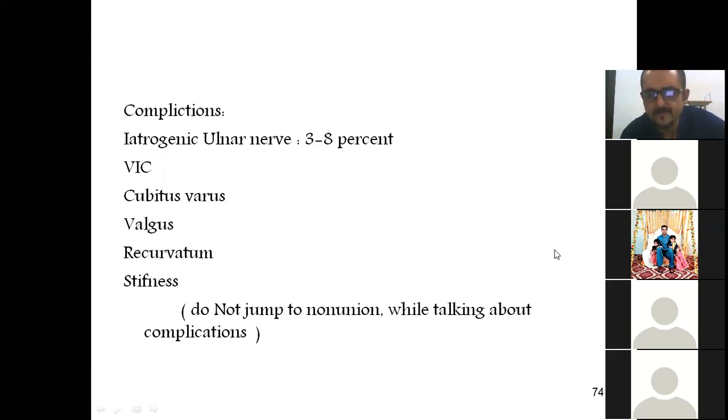Sir, one other question. Sometimes we apply a back slab in full extension, seeing the huge swelling at the elbow. Is it recommended or not, sir? Can you repeat it again? Pardon, I could not hear you. Sir, may I repeat? He's saying that where there is a massive swelling at the elbow, we apply a back slab, sometimes in full extension. Is it recommended?